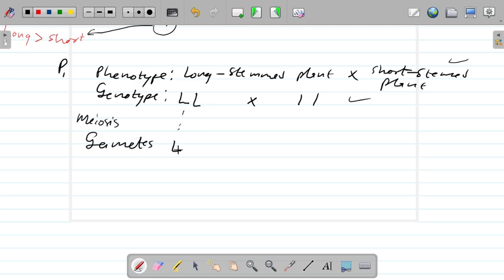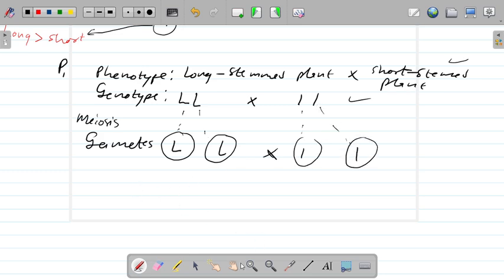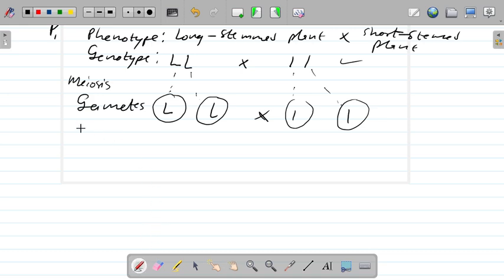The gametes are big L, big L, then a small l, then a small l. My work is rough. Then after this, fertilization will take place.